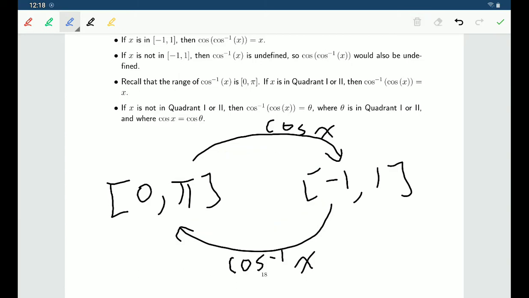If you give cosine inverse something that's not in its domain, then cosine inverse is undefined, so there we go. And finally, if you were to give cosine inverse something that wasn't in this domain, it'll still give you a number between -1 and 1, but cosine inverse will return an angle that's between quadrant 1 and quadrant 2, somewhere between 0 and pi.